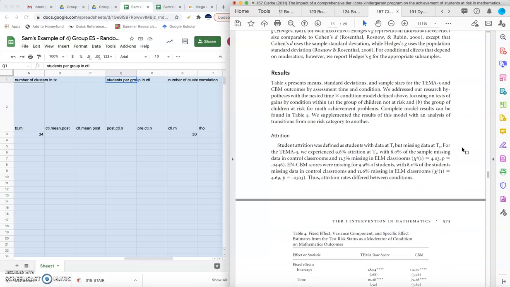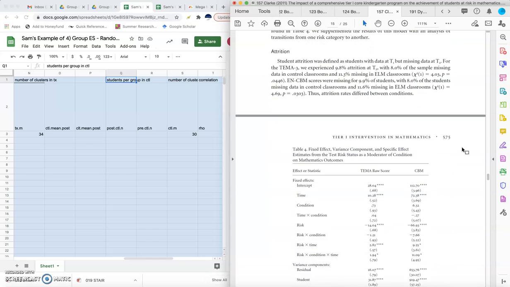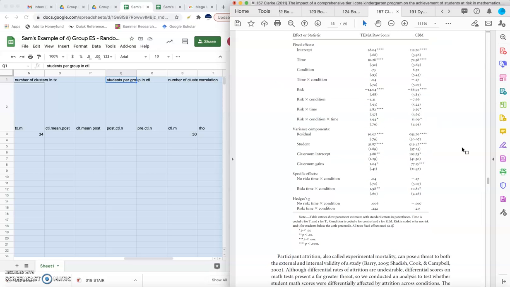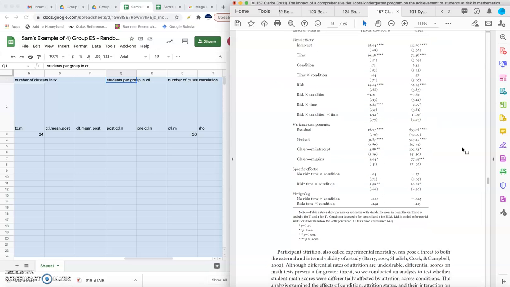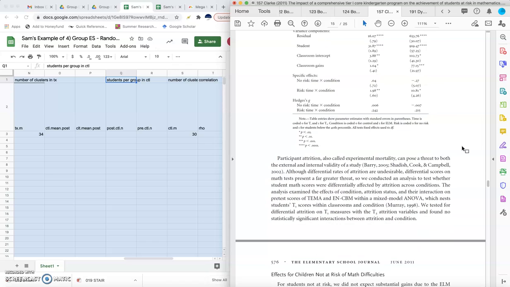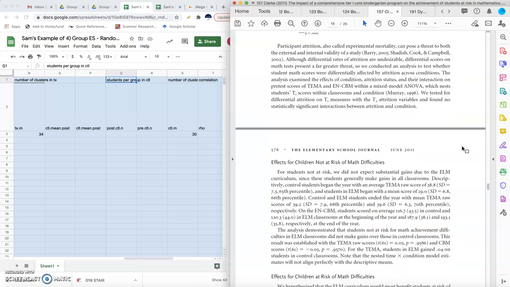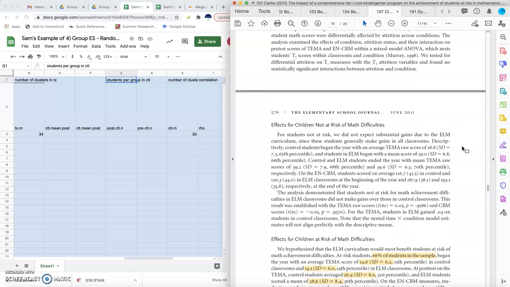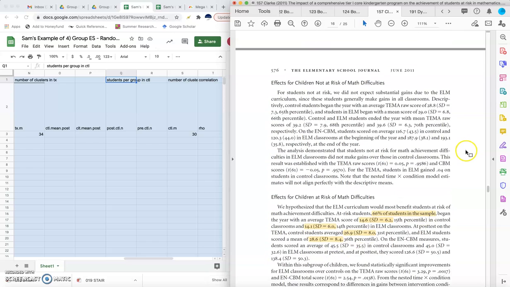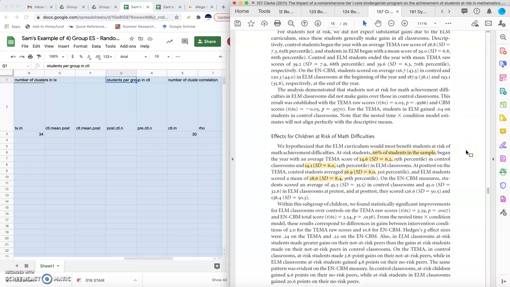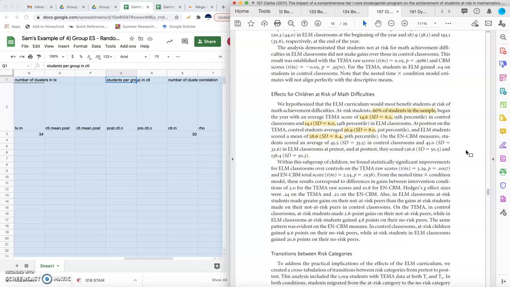And this is why sometimes it helps to sort of skim an article the first time through before you start coding for effect sizes. Or if you do the demographics data first, you will sort of figure out that they talk more about the students at risk down here at the bottom. And so that's why we kind of want you to code for the effect size last.